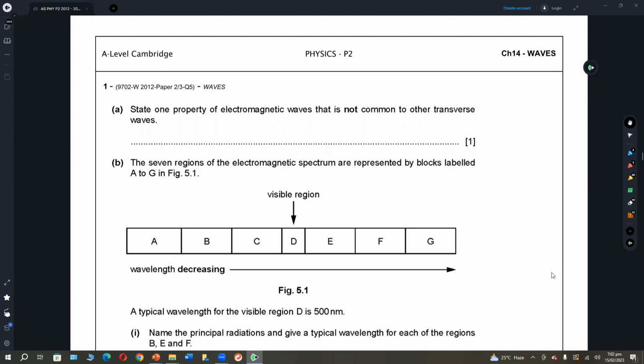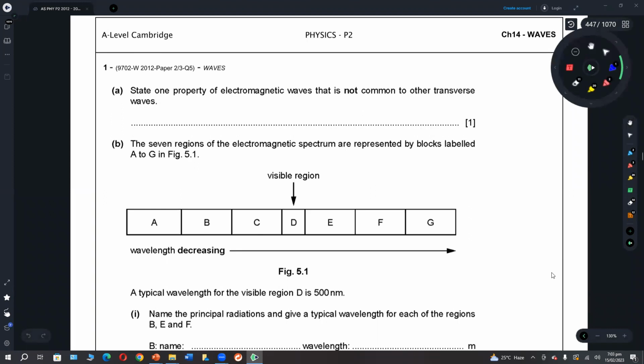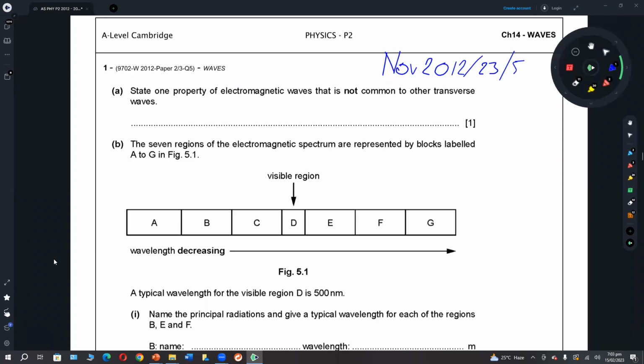Okay. The formulas are important, and the drawings are important too. Now, let's try some questions. If you have your past paper book, you can check this one, and if you haven't done it, then we can try that. It's November 2012, paper 3. Do you have this question in your book?